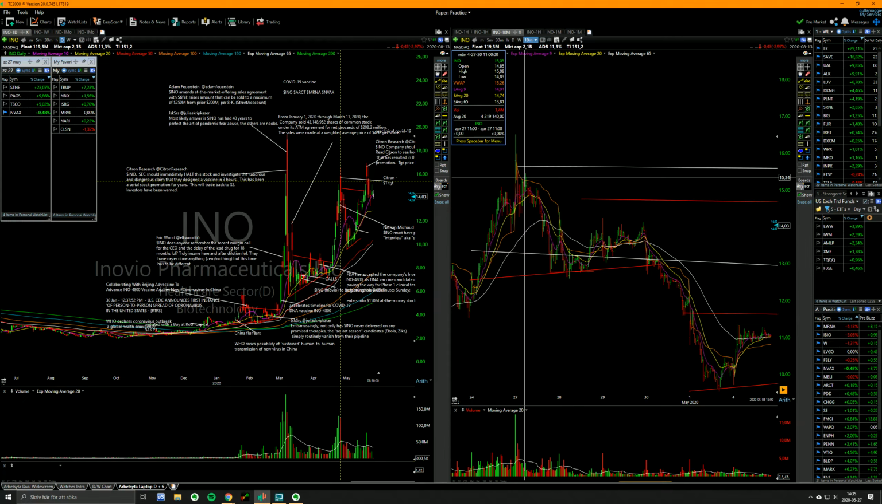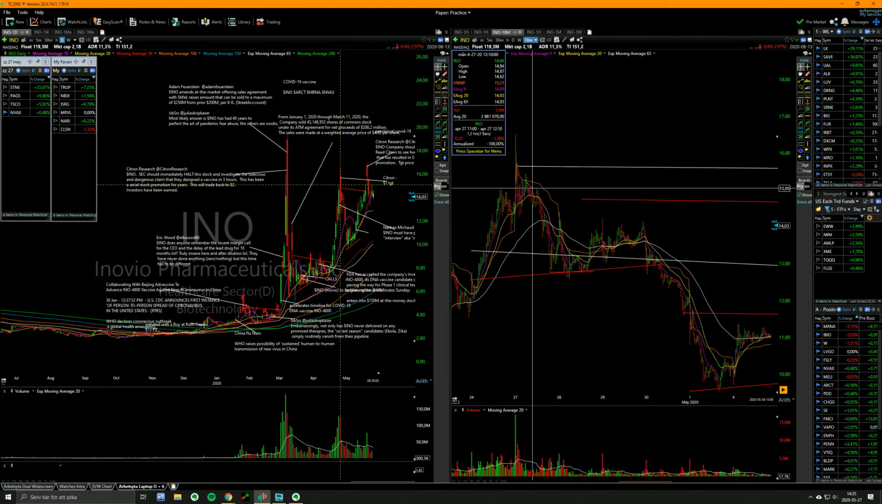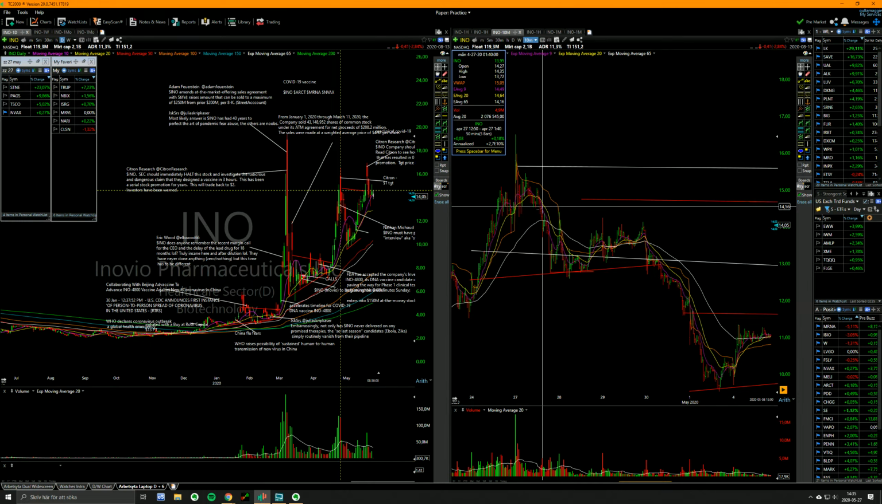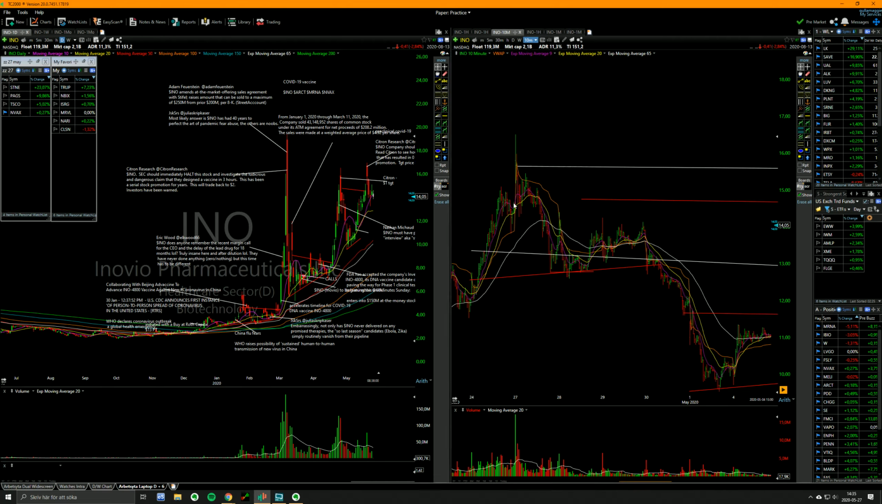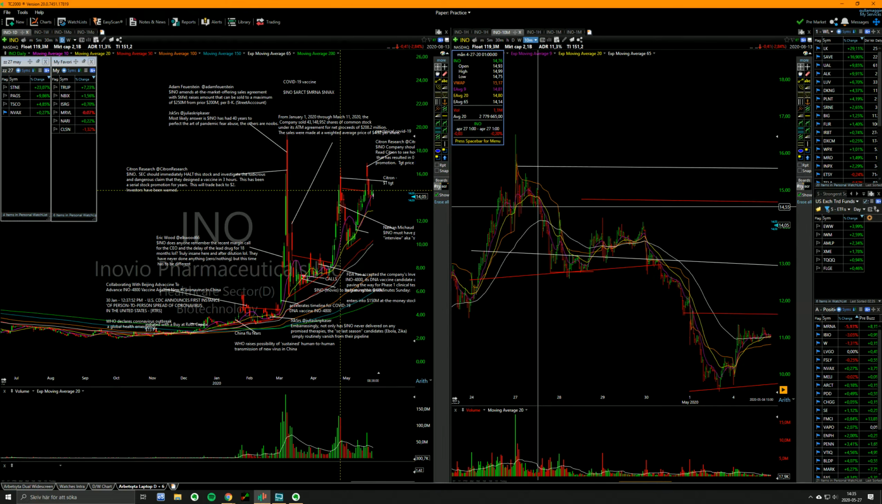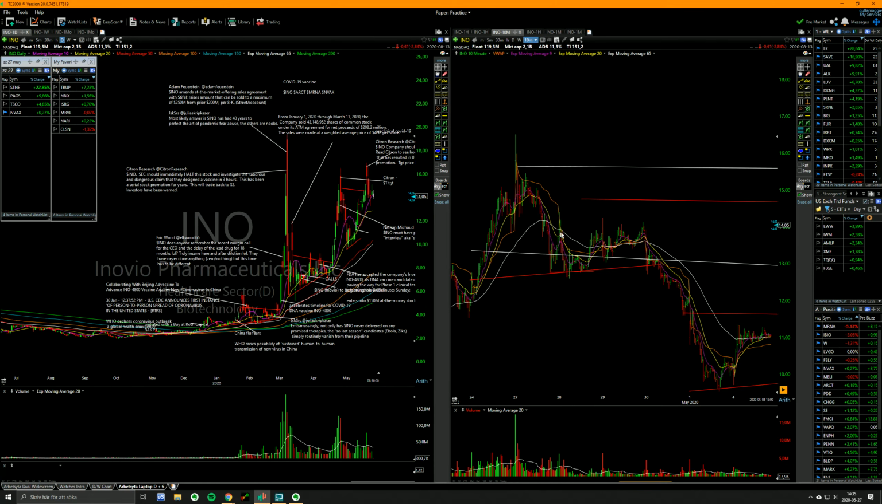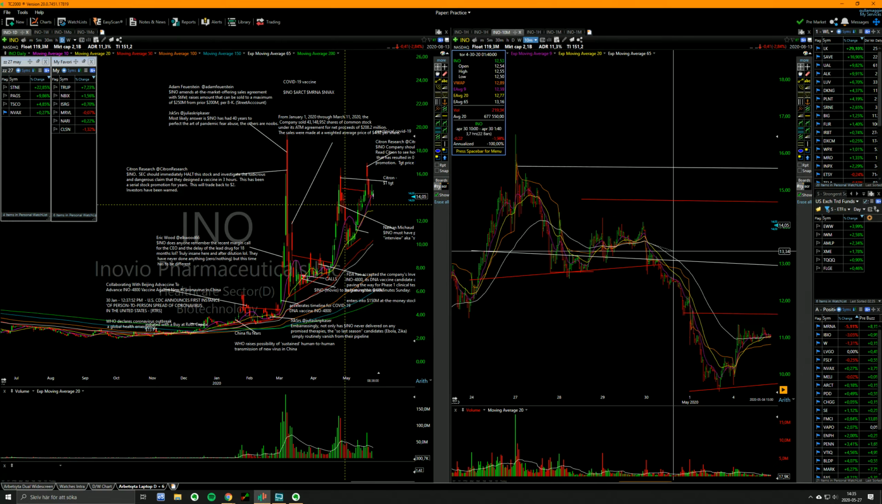So it tests VWAP, can't get above, holds below VWAP midday. Similar to what mRNA did, it built a range for several hours, and then it breaks below that, and then it just fades straight down. Then it went sideways a little bit for a few days, and then it had another leg lower.